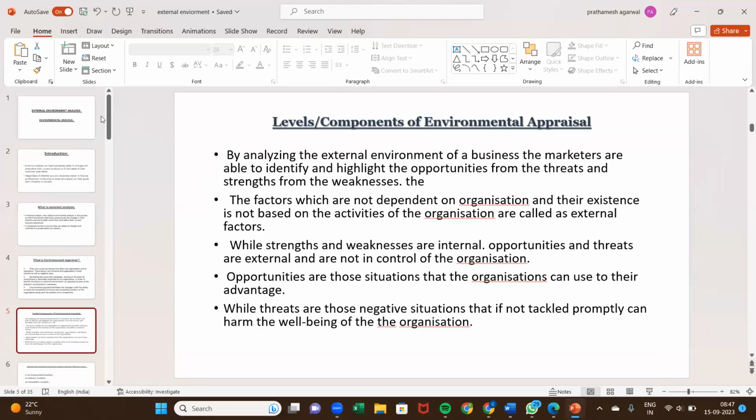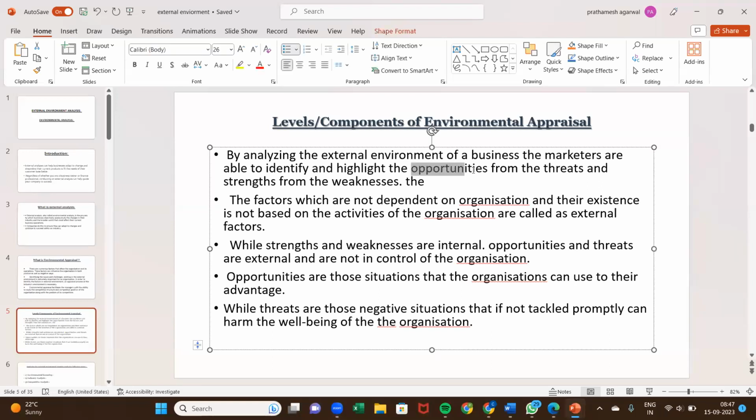Now, levels and components of environmental appraisal. By analyzing the external environment of the business, the marketeers are able to identify and highlight the opportunities. So you need to highlight the opportunities. Then we need to highlight the threats.